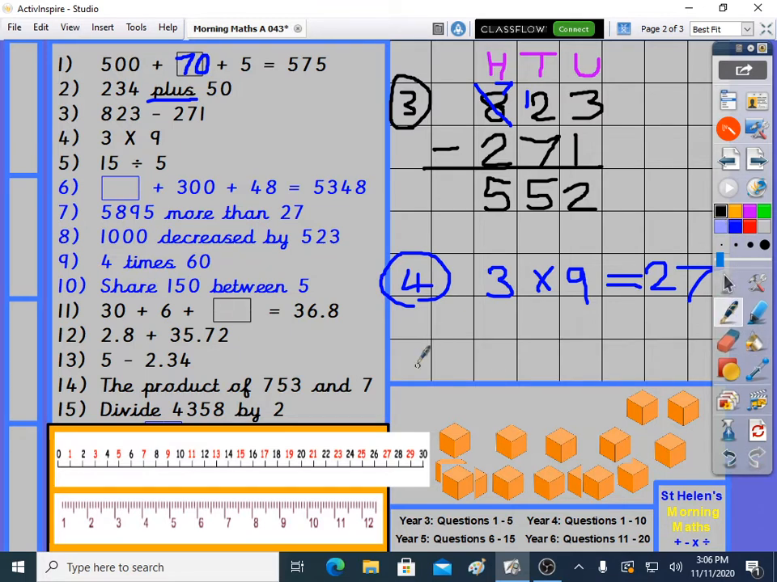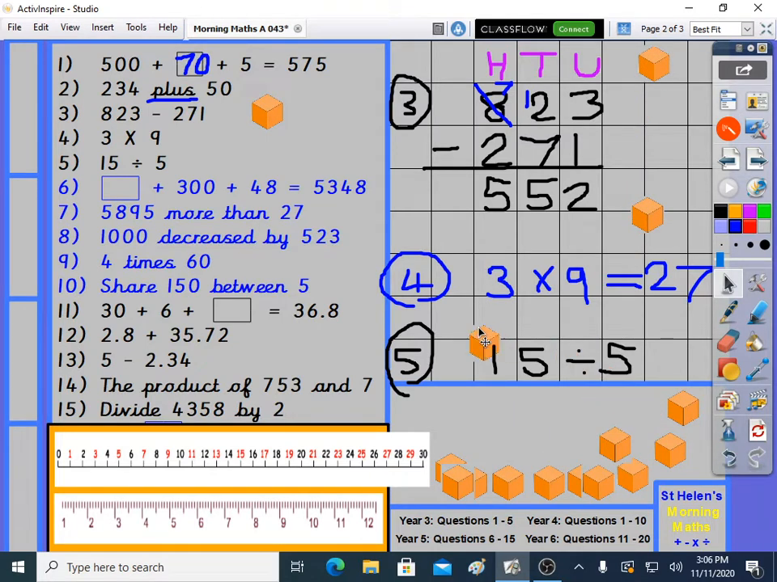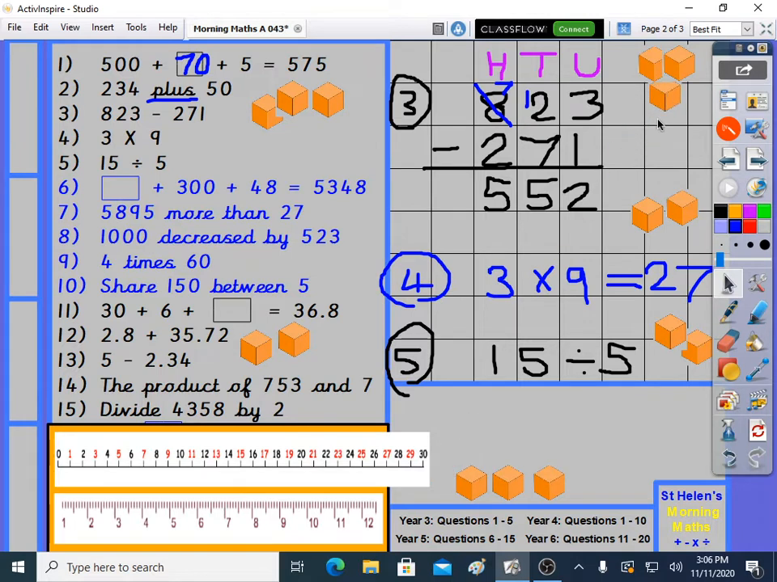Question 5, we can fit here, can't we? 15 divided by 5, which means, of course, 15 shared between 5. It's the same as putting 15 into 5 groups. I'll put a group here, a group up here, a group about here, a group about here, and a group here. So 5 groups. They can join that group, join that group, join that group, join that group, and join that group. 3 in each group. The answer is, of course, 3, because there's 3 in every group. 15 divided by 5 equals 3.